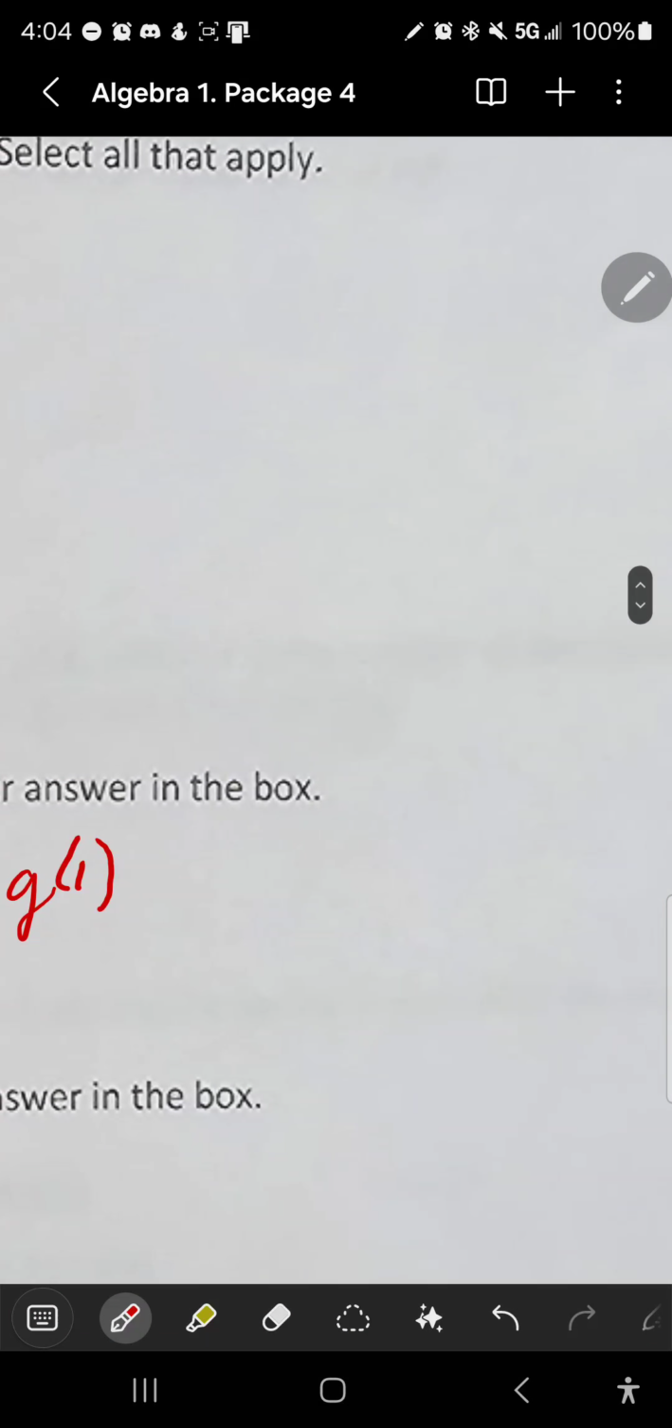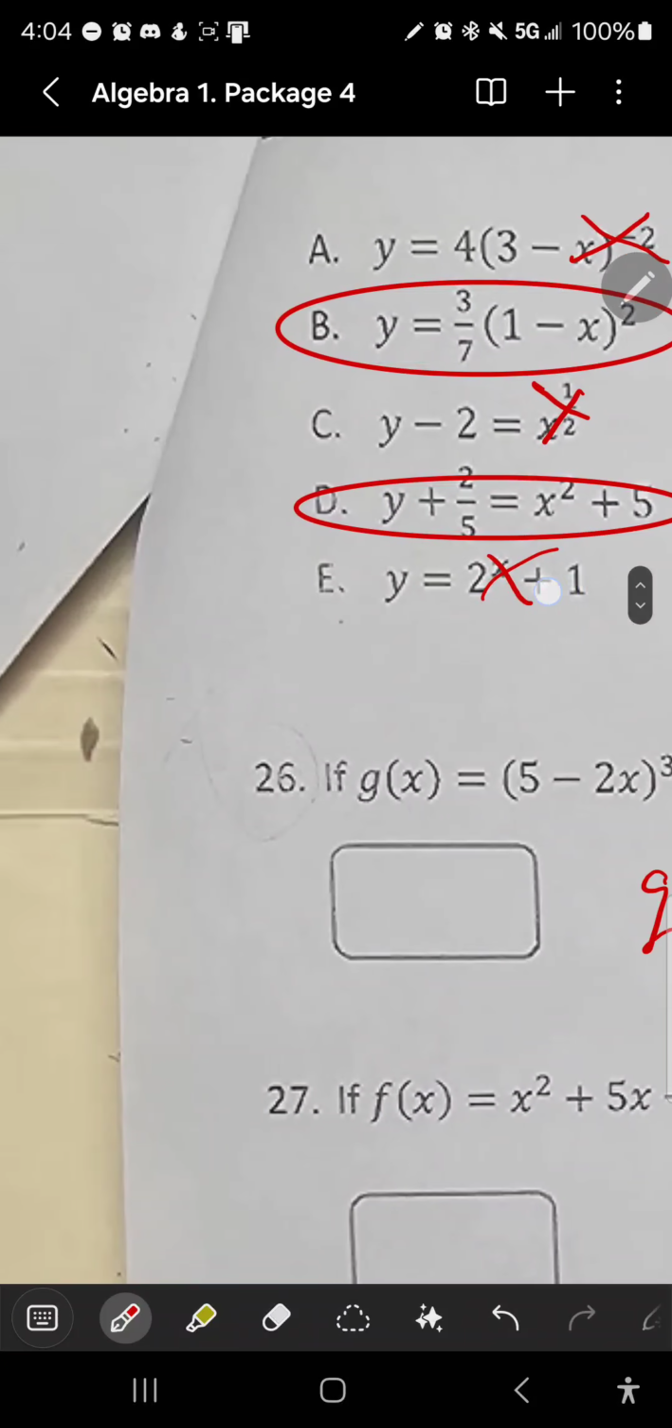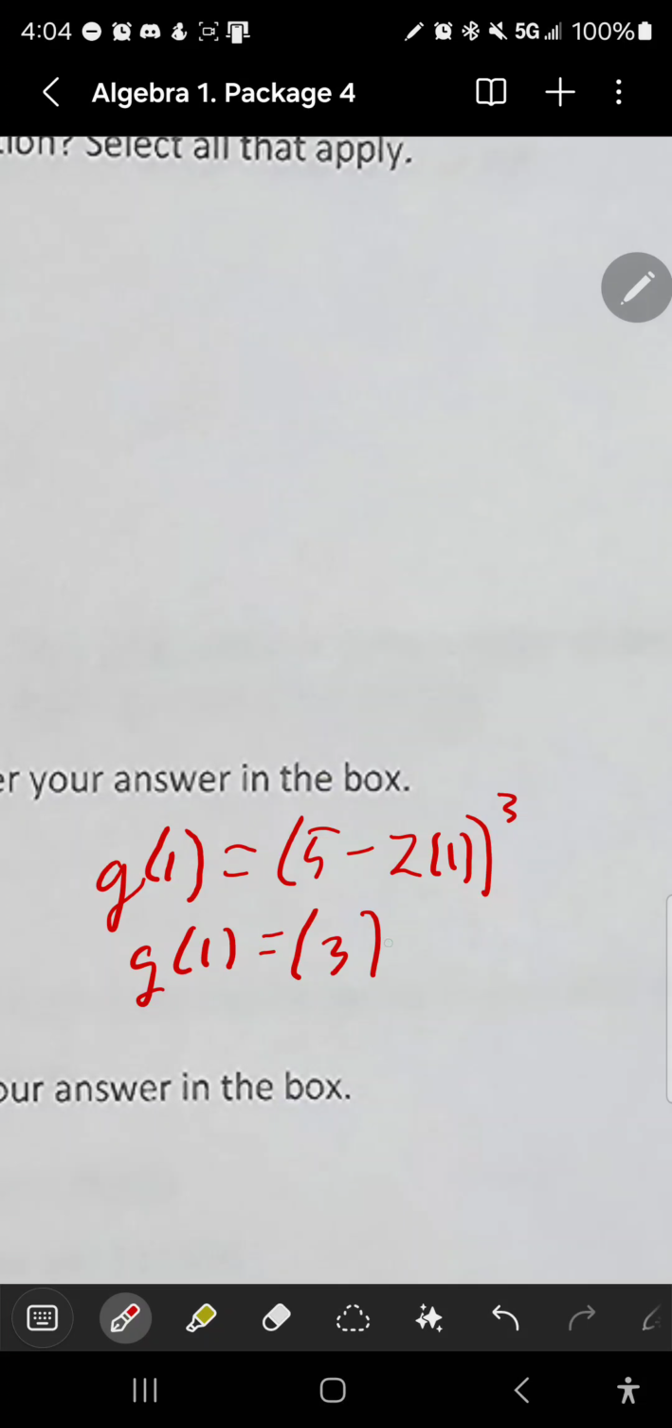5 minus 2x, wait, sorry, 5 minus 2x to the third. G1 equal. Oh yeah, we're doing G1, so x equals 1. So it will be 3 to the third.